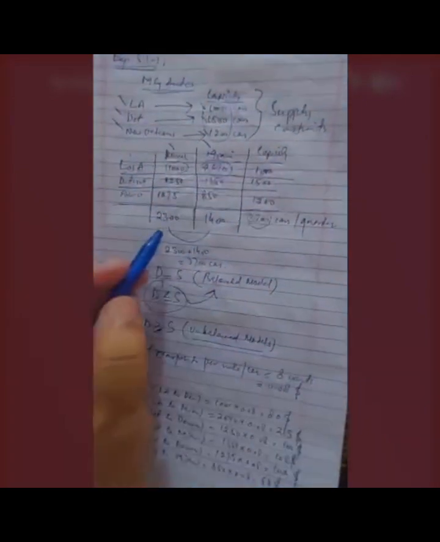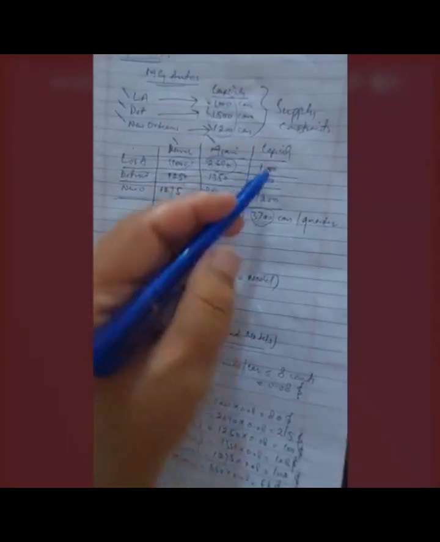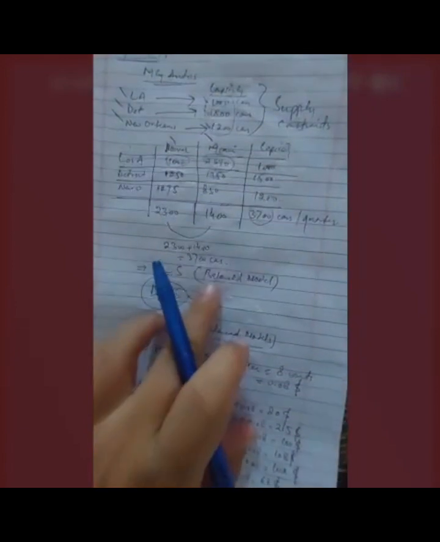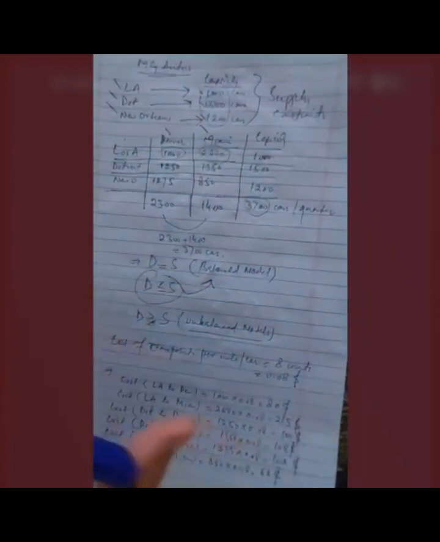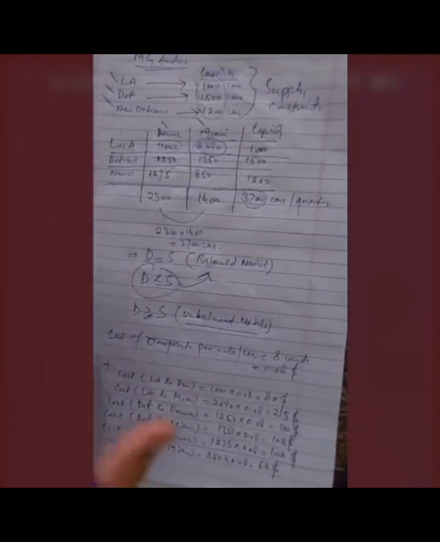Okay, now we see that if we add the demands, it is 3700, and if we add the capacities, it is also 3700, which means that demand is equal to supply. These kinds of problems are called balanced models, and if demand is not equal to supply, then these are unbalanced models. We need to add a dummy supply or dummy destination depending on which one is greater or lower.